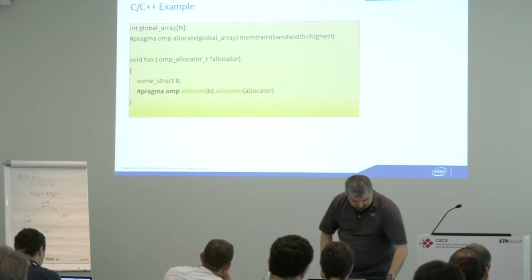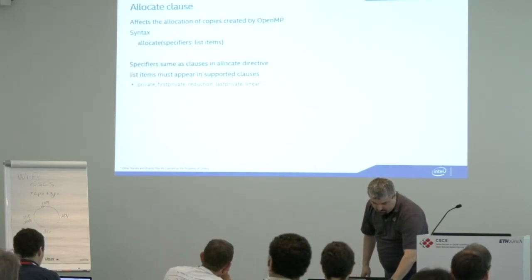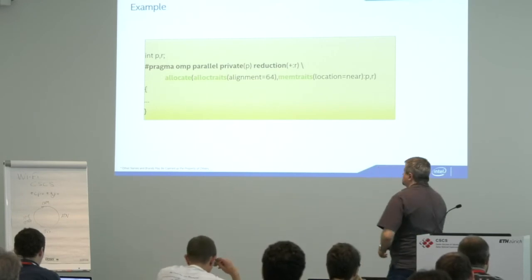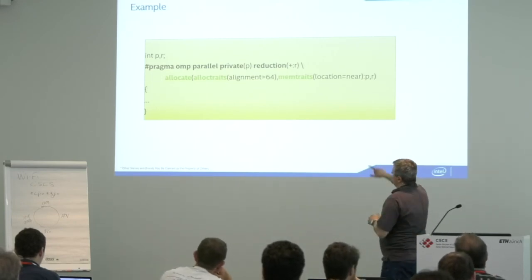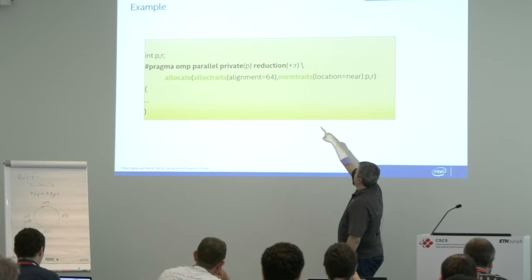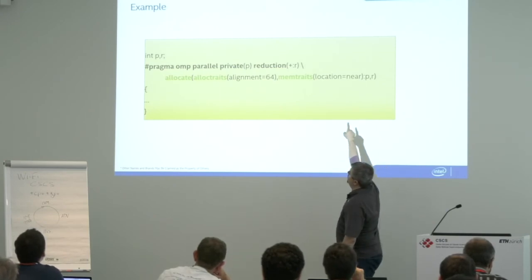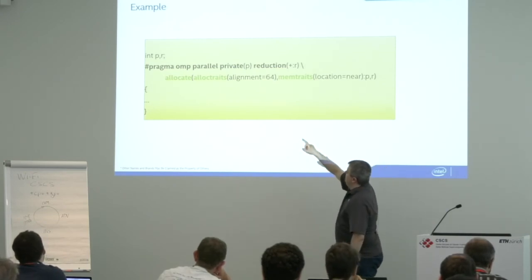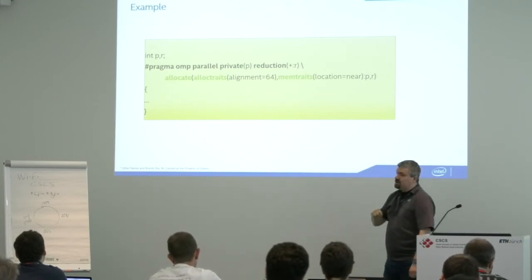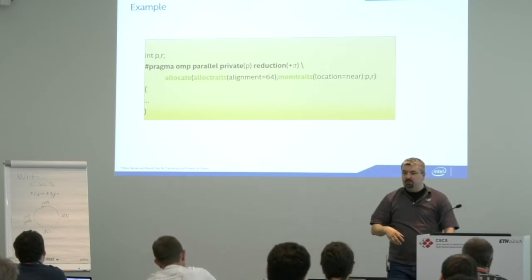Right? Okay. I'm almost through. So that's the allocate clause I was talking about. The basic thing that you can do, for instance, for this private variable up here and the reduction variable, is say, I want to allocate P and R with these allocation traits, so they should be 64-byte aligned, and the memory traits should be allocation near, so they should be on the local NUMA domain.